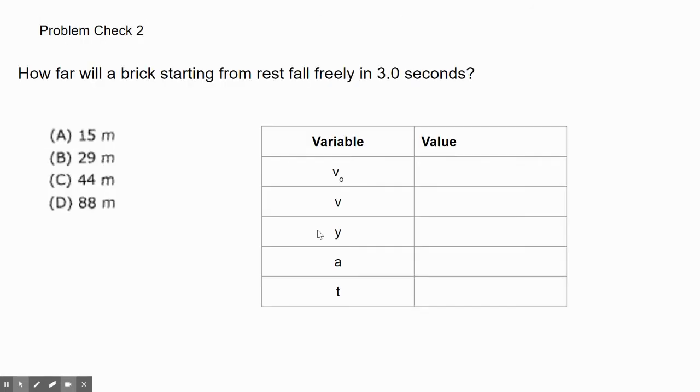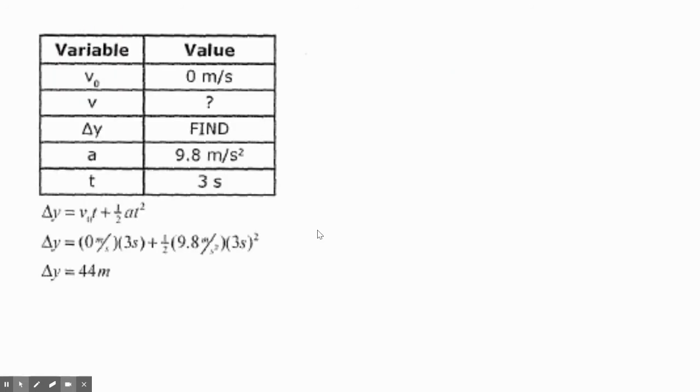Problem check 2. How far will a brick starting from rest fall freely in 3 seconds? And here is the solution. It should be 44 meters.